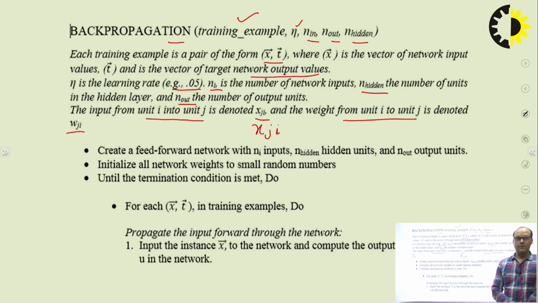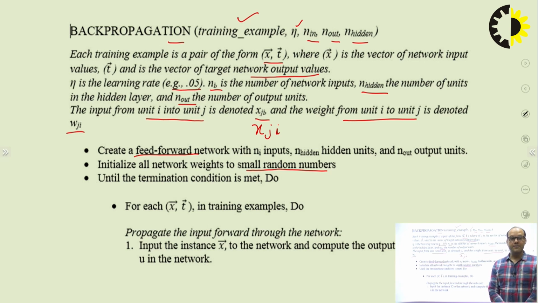Firstly, how will we proceed in the backpropagation algorithm? We first create a feed forward network. This is the first step. That network will consist of an input layer, a hidden layer, and an output layer. Then we initialize all network weights, where a network weight is the value of the particular edge, to some random numbers.